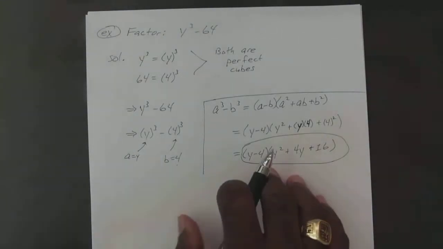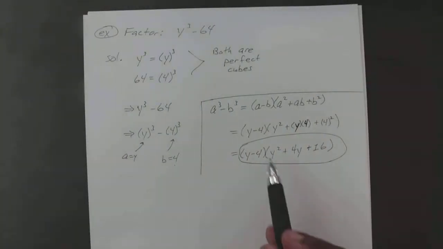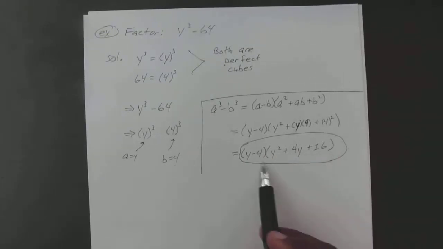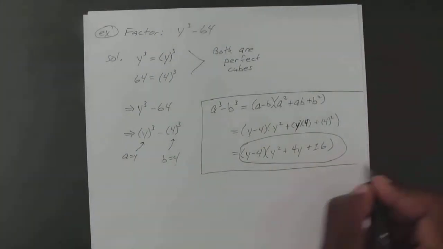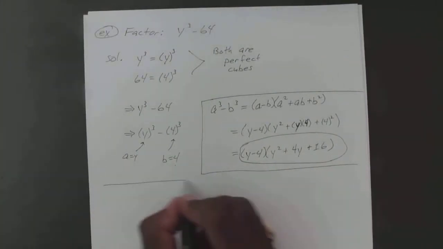Now you could check this, but it takes a little bit longer because you have to distribute the y and distribute the negative 4, combine like terms. Most of them cancel out. Okay, but we can do a check on this one.